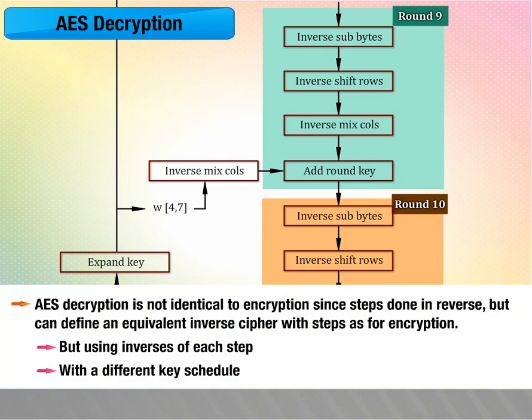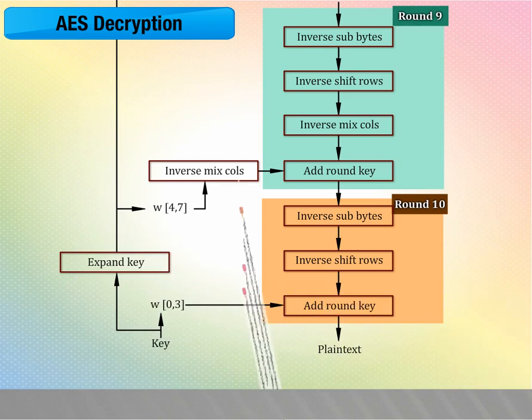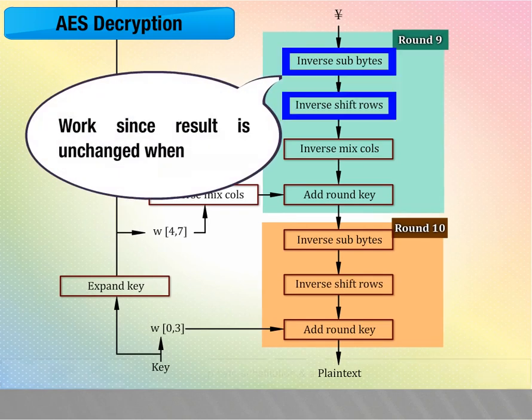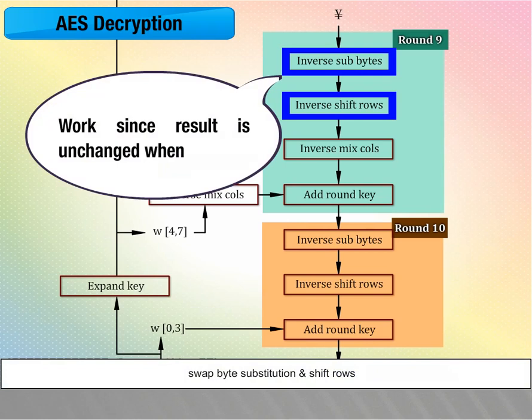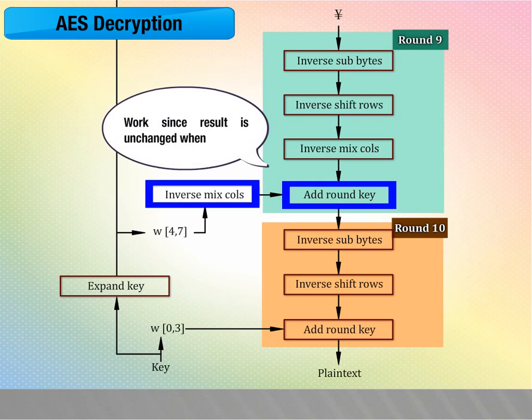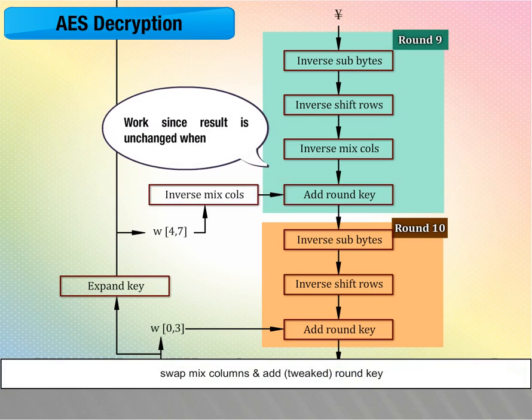AES decryption is not identical to encryption since the steps are done in reverse, but we can define an equivalent inverse cipher with the same steps as for encryption, but using inverses of each step with a different key schedule. Swap byte substitution and shift rows. Works since the result is unchanged. Swap mixed columns and add round key, that is, tweak the round.